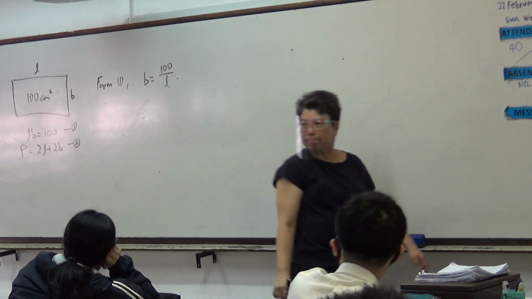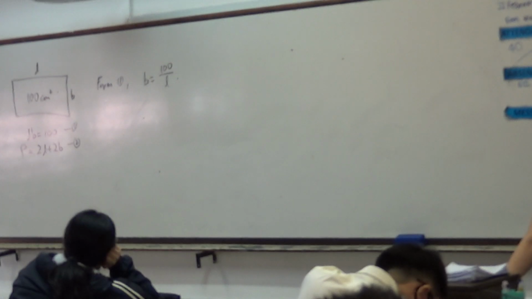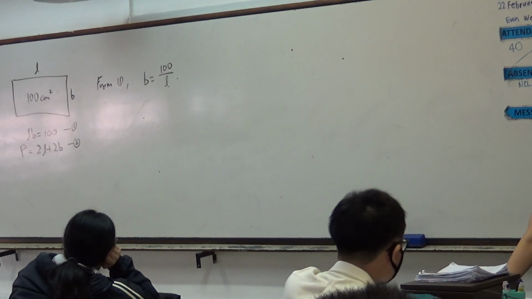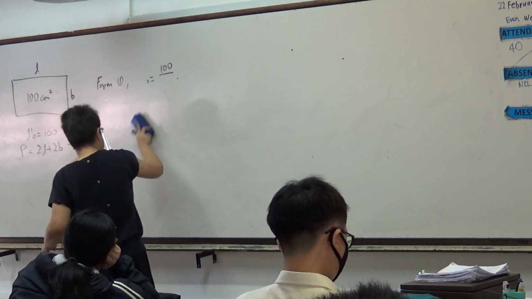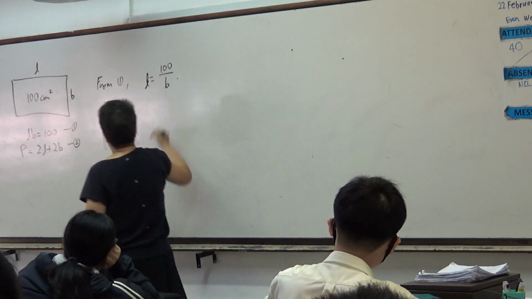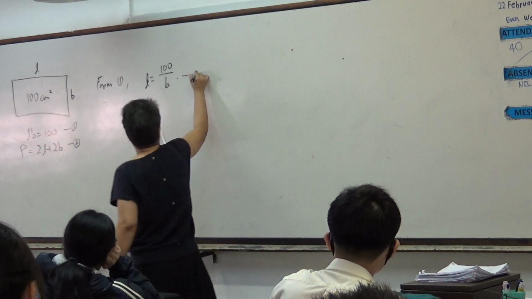Correct? B is 100 over L, right? Or if you want to follow the textbook, what do I have? L is 100 over B also can. It doesn't matter, correct? So, let's call this number 3.